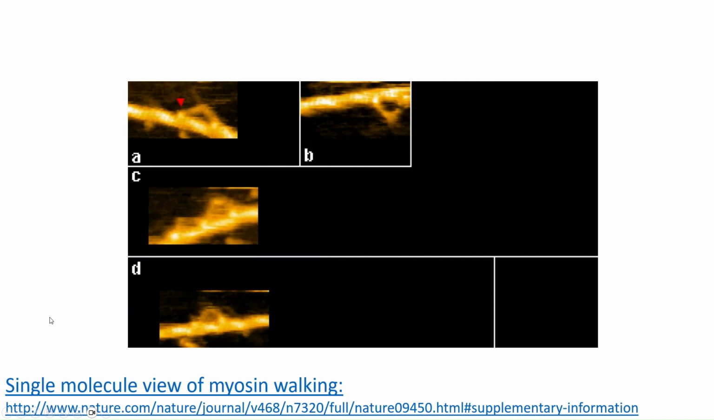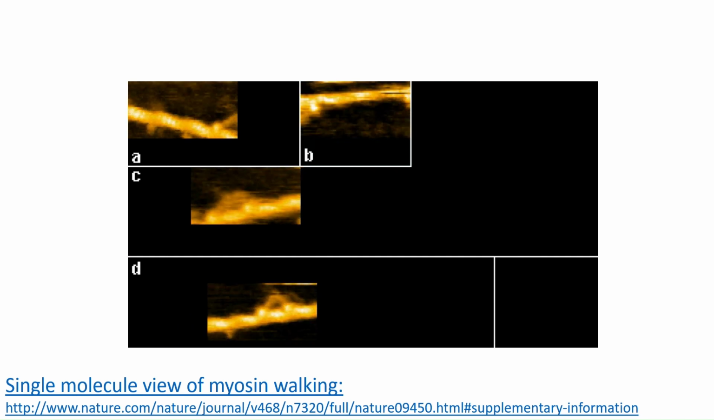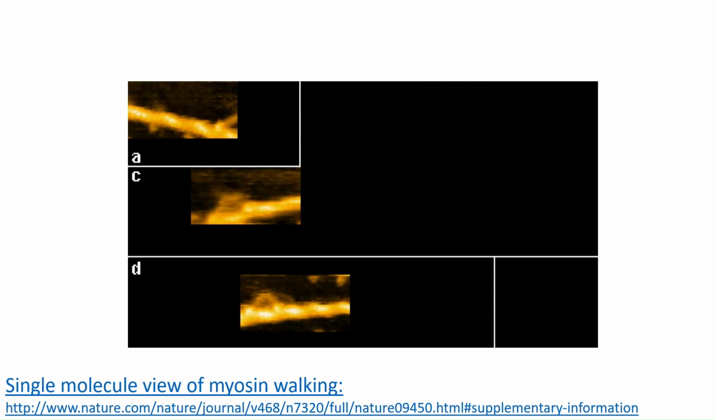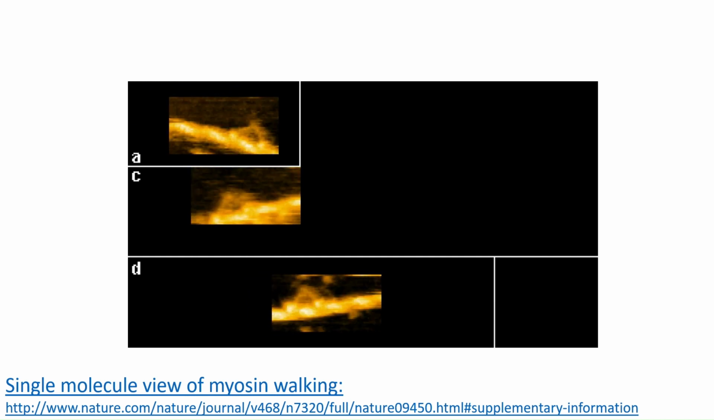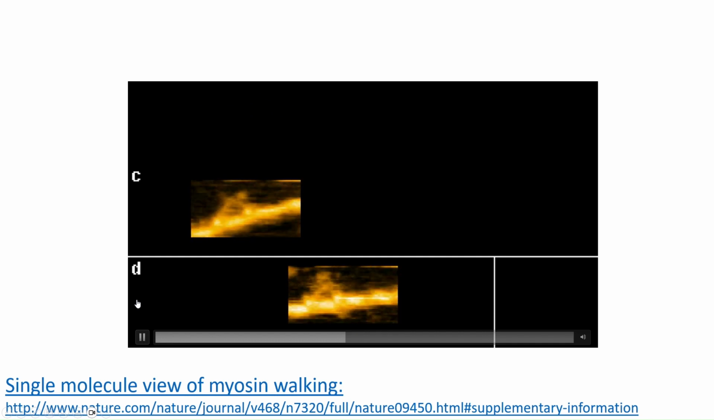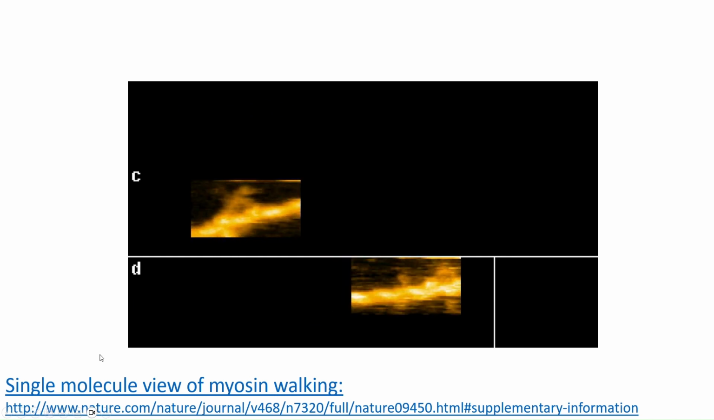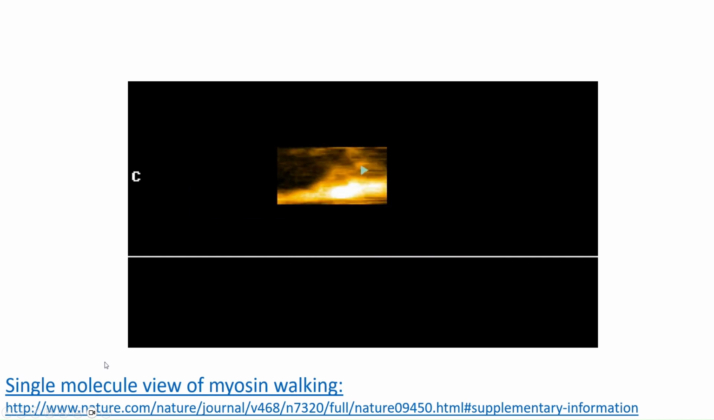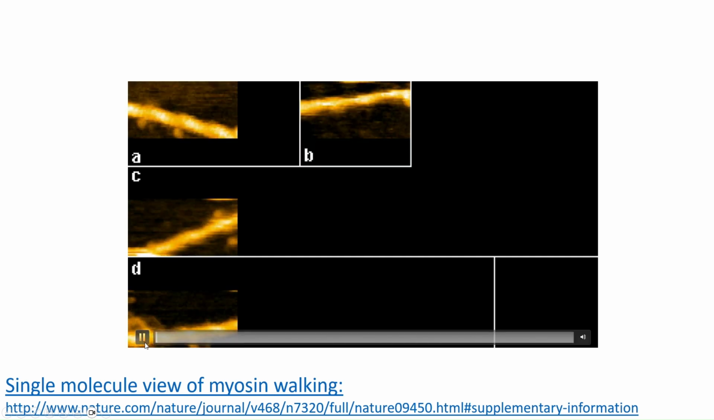And you can see in all of the different panels of this figure this V shape that's walking along the actin, which is pretty cool that we can actually see this happening in real life. It's not just something we have to imagine. We know that this is exactly what is happening inside of our muscle cells when they're contracting.